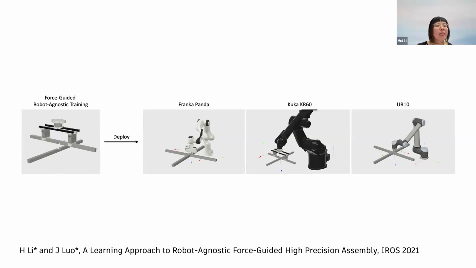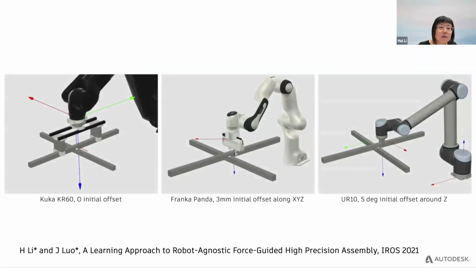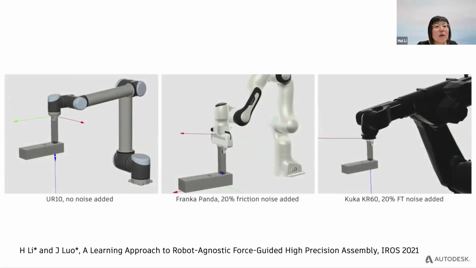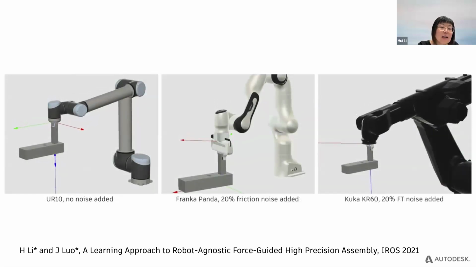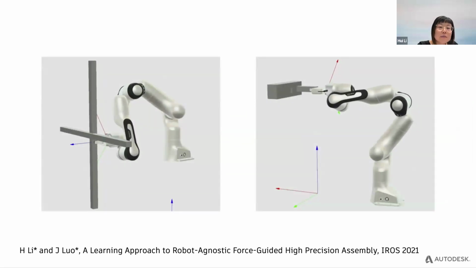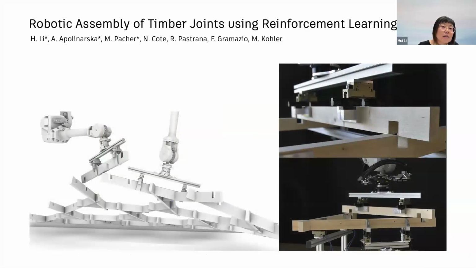Okay, cool. And we can deploy this trained policy on different robots. Here's a distributed RL training framework we built upon Apex DDPG, which I will not go into details. Here it shows the same policy deployed on different robots, different tasks, with noise added, and also with different target poses. This is all in simulation.